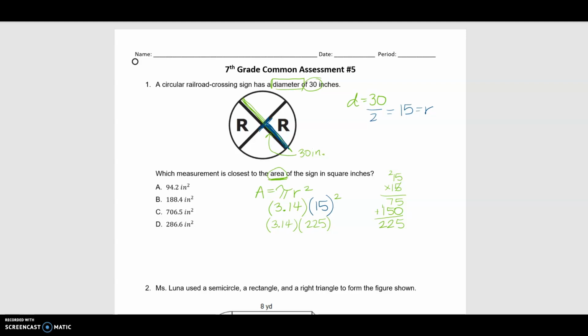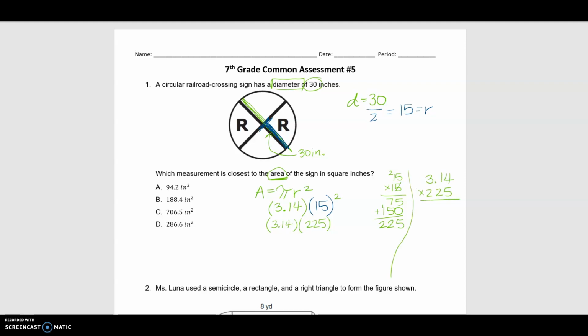Now looking at these numbers, they're all pretty far apart. So if you just did 225 times 3, you still would get close enough to the correct answer. Most of my students I saw multiplying 3.14 times 225, so we'll go ahead and do that.